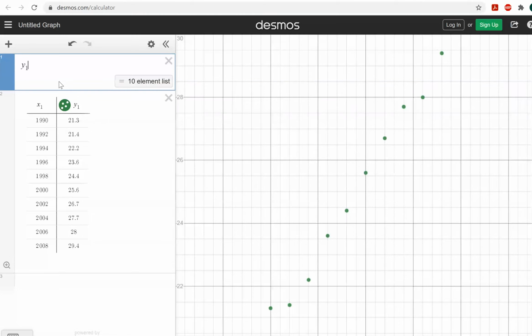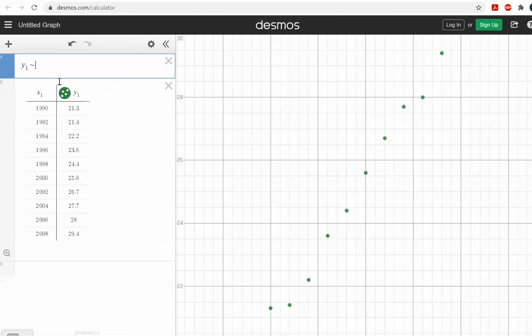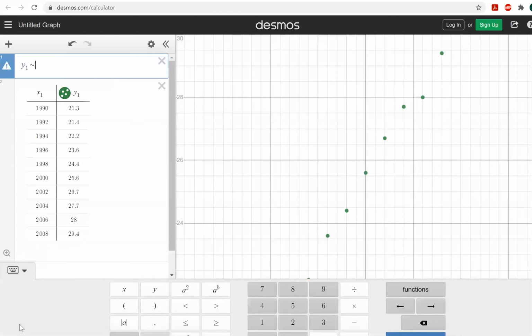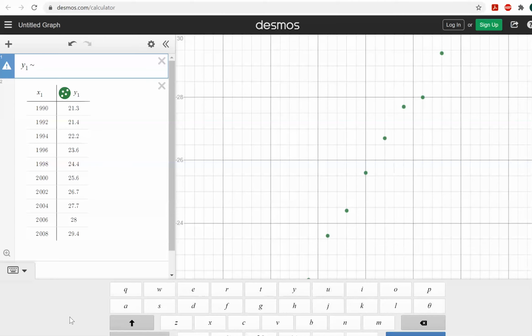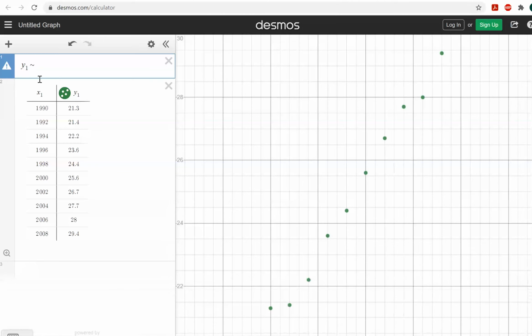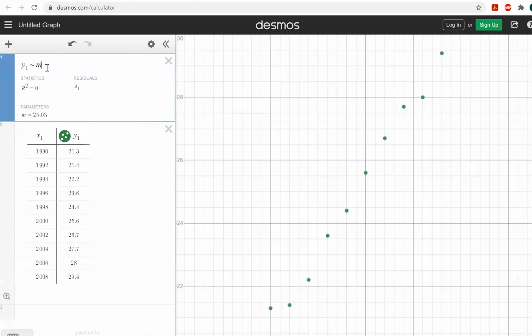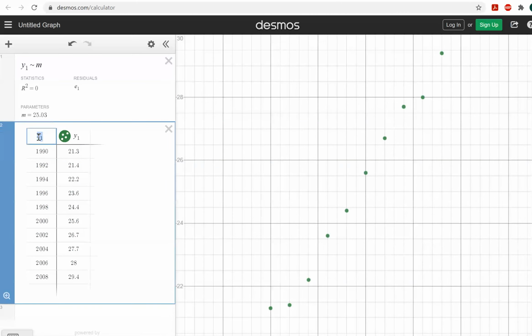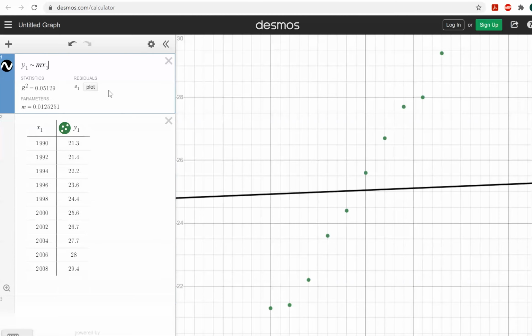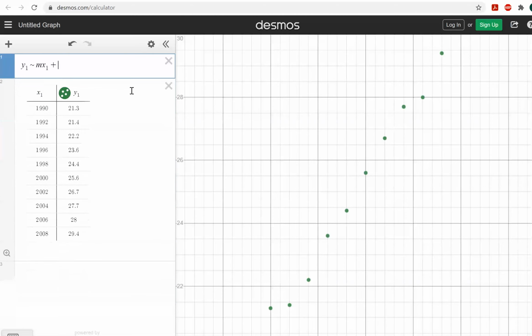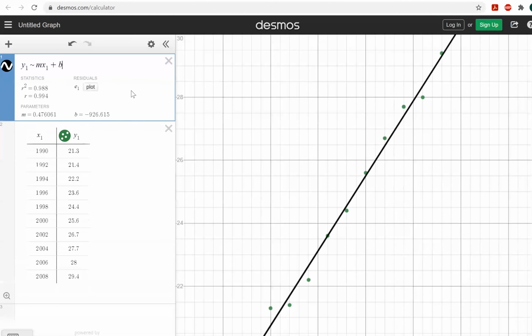And then we want this kind of squiggle, which is on your keyboard. Again, there's a keyboard within Desmos. You can show the keypad and you can find all of these symbols on there too for inputting this. I will have m and then x1, which I am also just going to copy and paste from the table. So Control C, Control V, and then plus b.